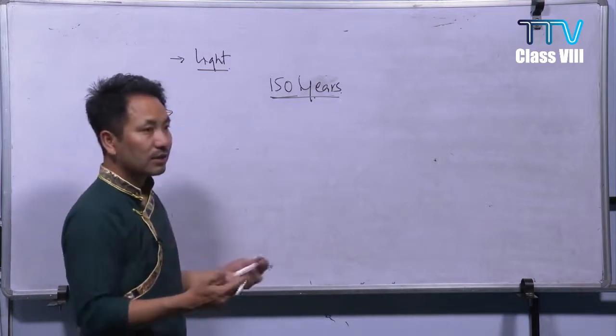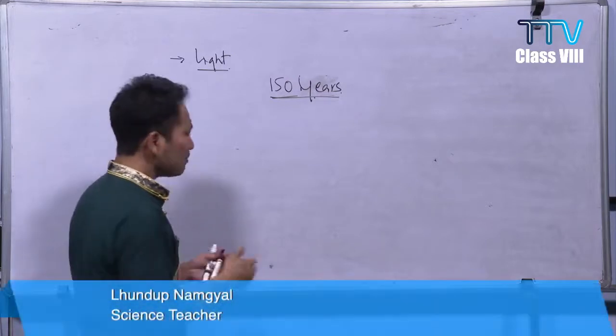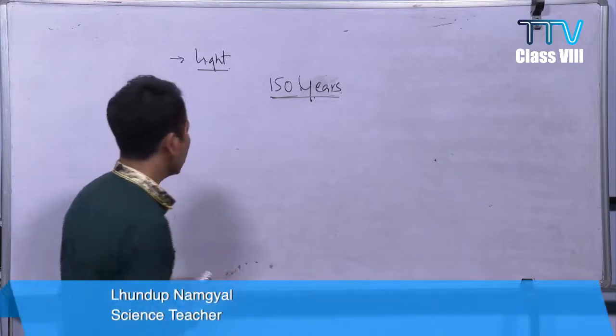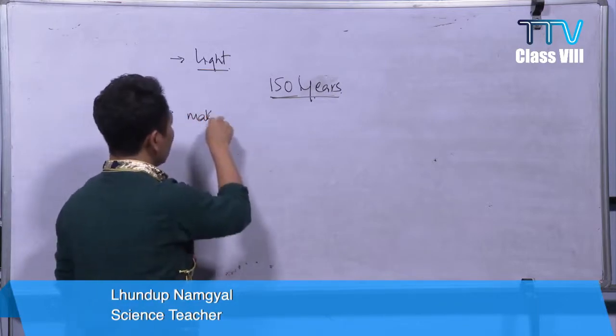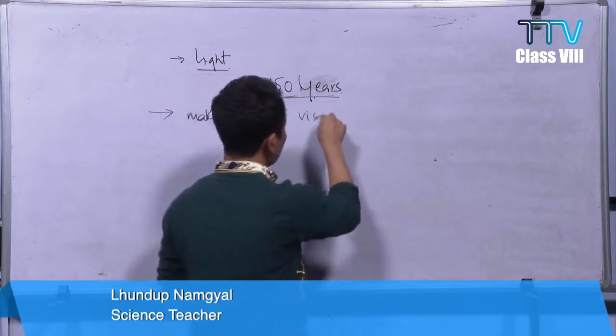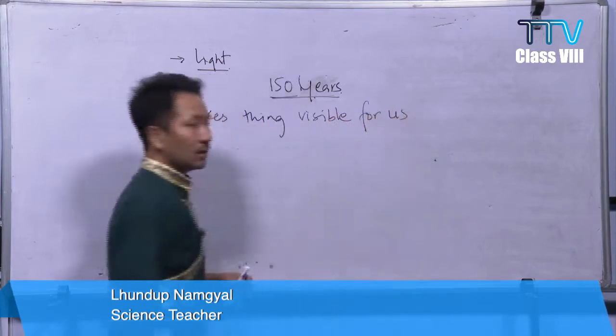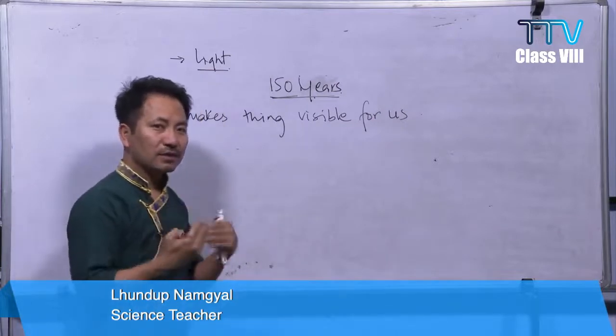Light is something that helps us to see things. It makes things visible for us. It is something that makes things visible for us.